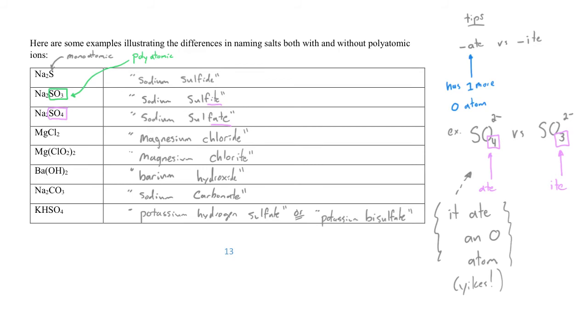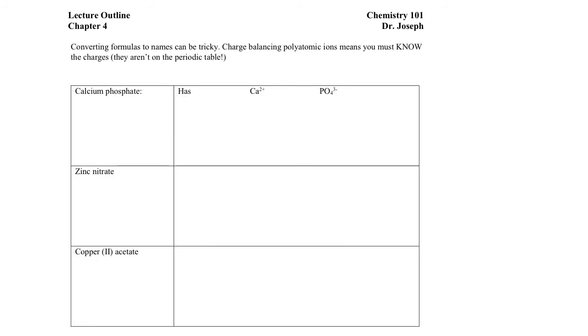Now on the next page, I have a few examples of writing down formulas from names that have polyatomic ions in them. So let's go take a look at those examples. Now, as we saw on a previous page, it's necessary to not only go from formulas into names, but also from names into formulas. And both of these processes can be a little bit tricky. So we need to be careful with this. Let's take a look at how this works with polyatomic ions.